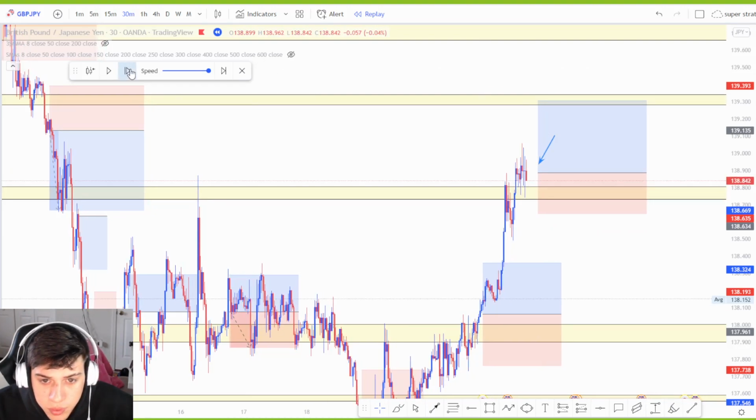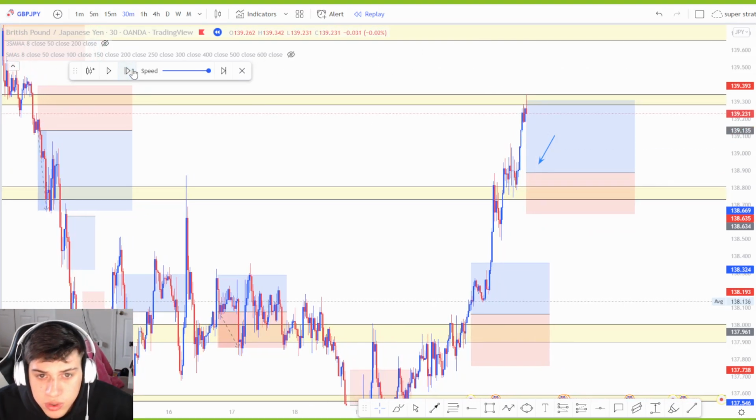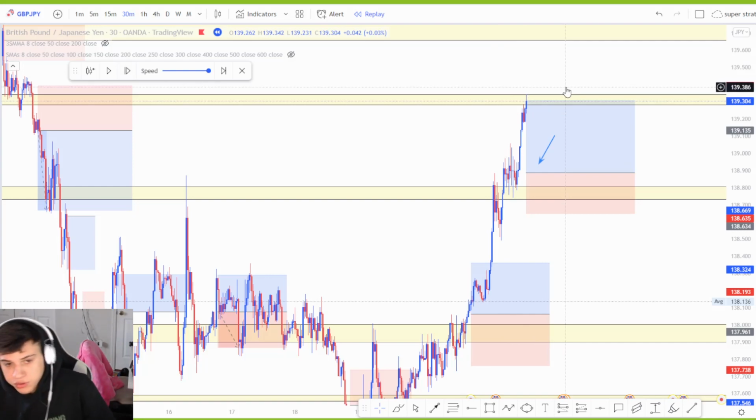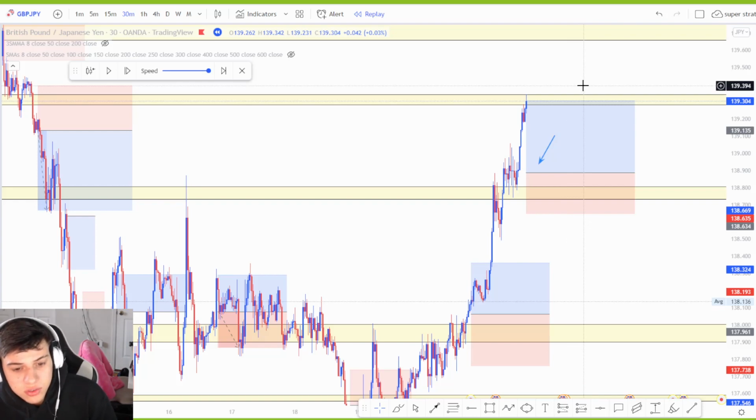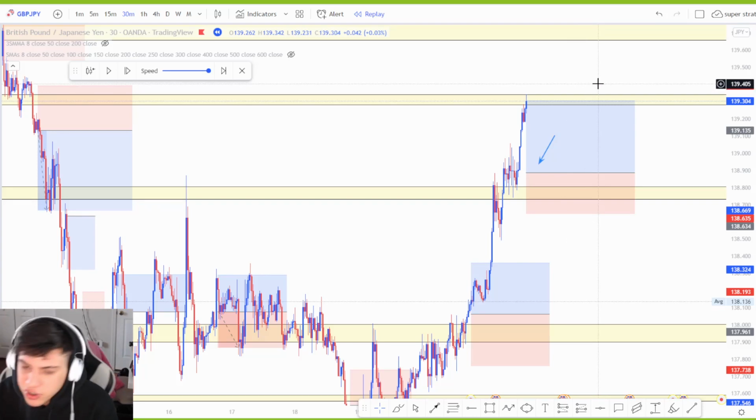Boom. Simple, guys. Very simple strategy. And this is straight backtesting. I didn't even take a loss on this, which is pretty crazy. But it just goes to show how accurate this setup is. Make sure you guys took your notes and understand what zone to zone trading is.